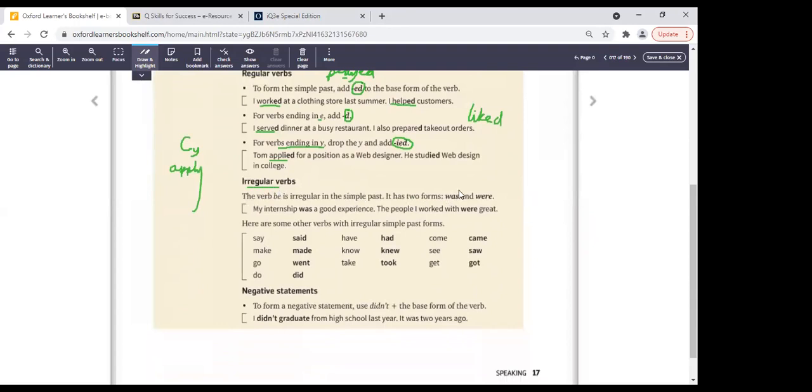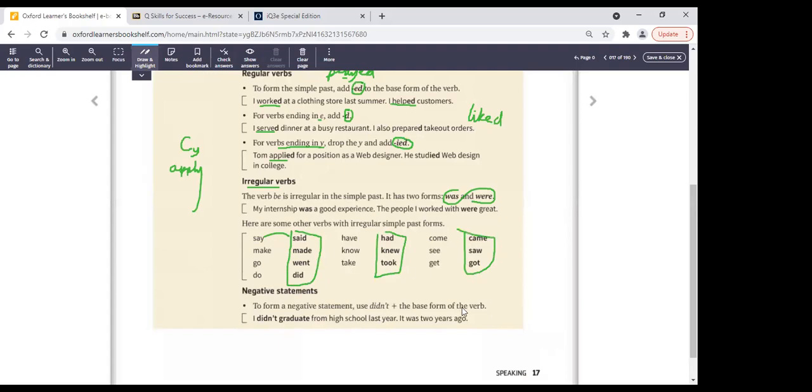Okay, so the verb be was, and were. Say becomes said. Yeah, make, made, go, went. And we went through all of these words. So you have to just memorize these words how they are. Yeah, these words are the past simple.